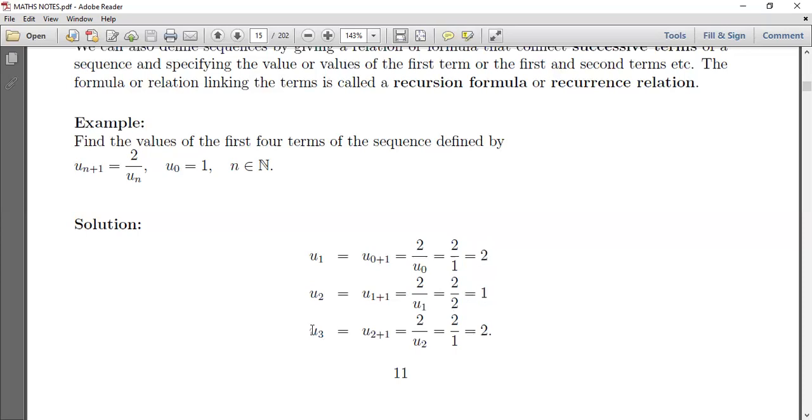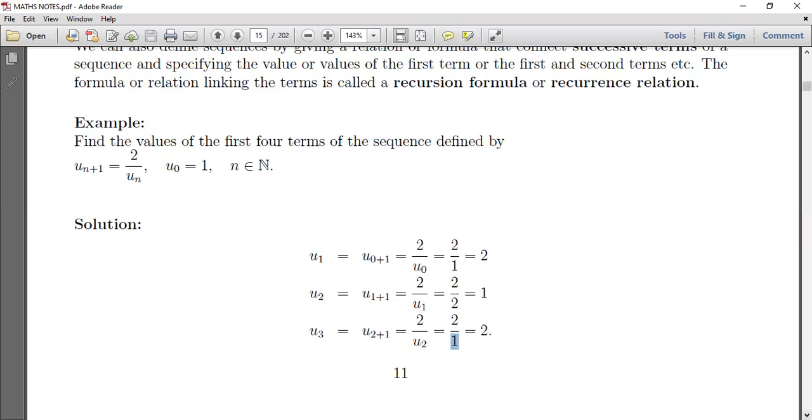For us to calculate u3, we need u2. And how do you calculate u3? u3 is 2 over u2. And what is u2? u2 is 1, so it's 2 over 1. Then the terms continue. So when it's like this, it's called a recursion or a recurrence formula. We're using previous terms of our sequence to calculate the next term of our sequence.